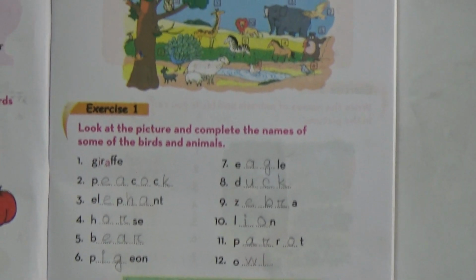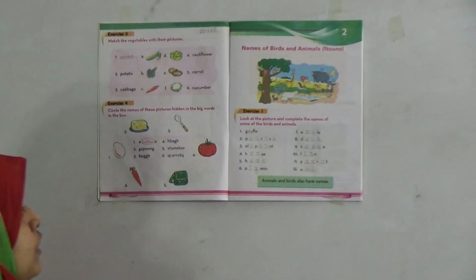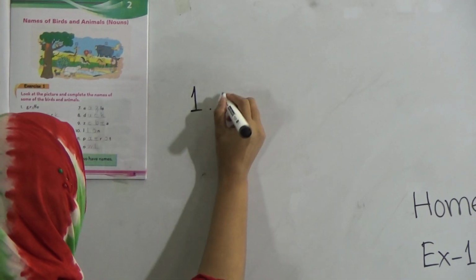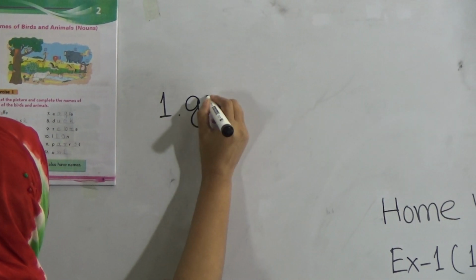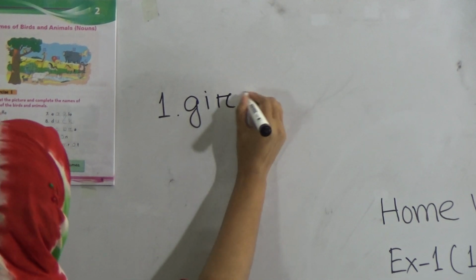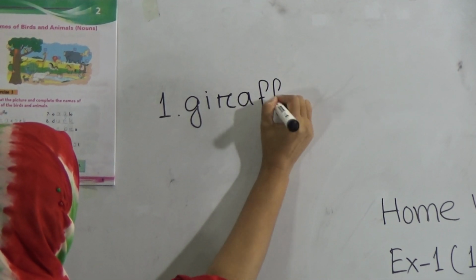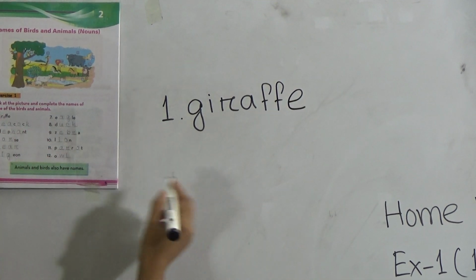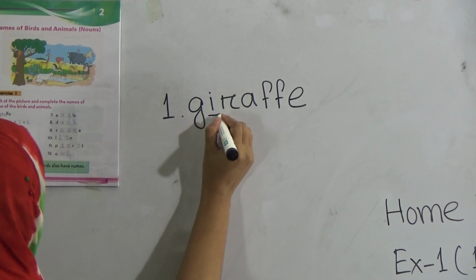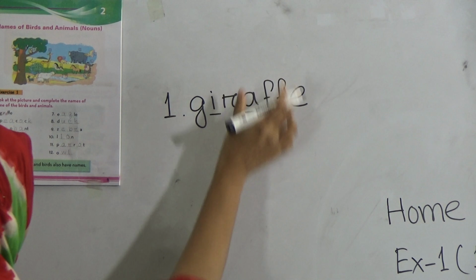Okay students, now look, I will tell you how you have to do your homework. Here you will do from number 1 to 8. Suppose G-I-R-A-F-F-E. Giraffe. Where is the gaps? I-A. You will write down like this.